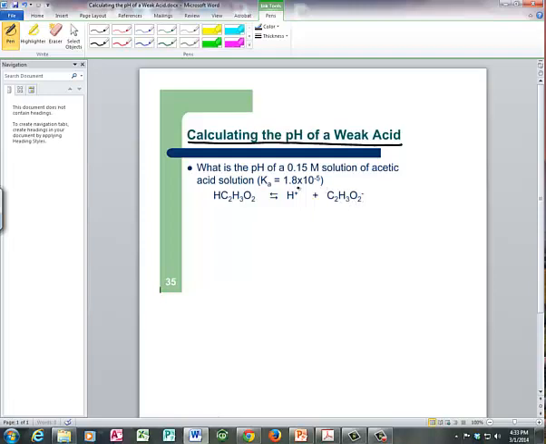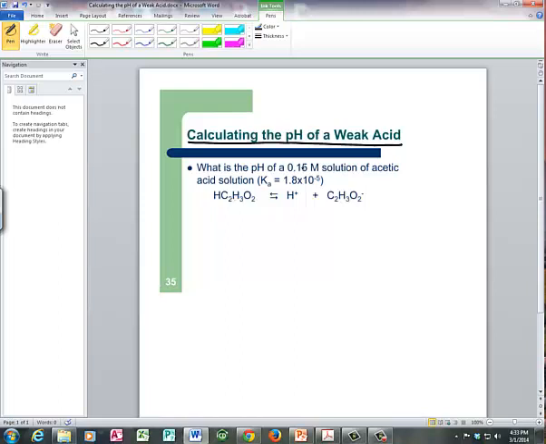You can tell that only a few of the products form because of the equilibrium constant Ka. It's 10 to the minus 5, which is far less than 1. Since it's far less than 1, reactants are favored, and in this case, the reactant is an intact molecule of acetic acid.